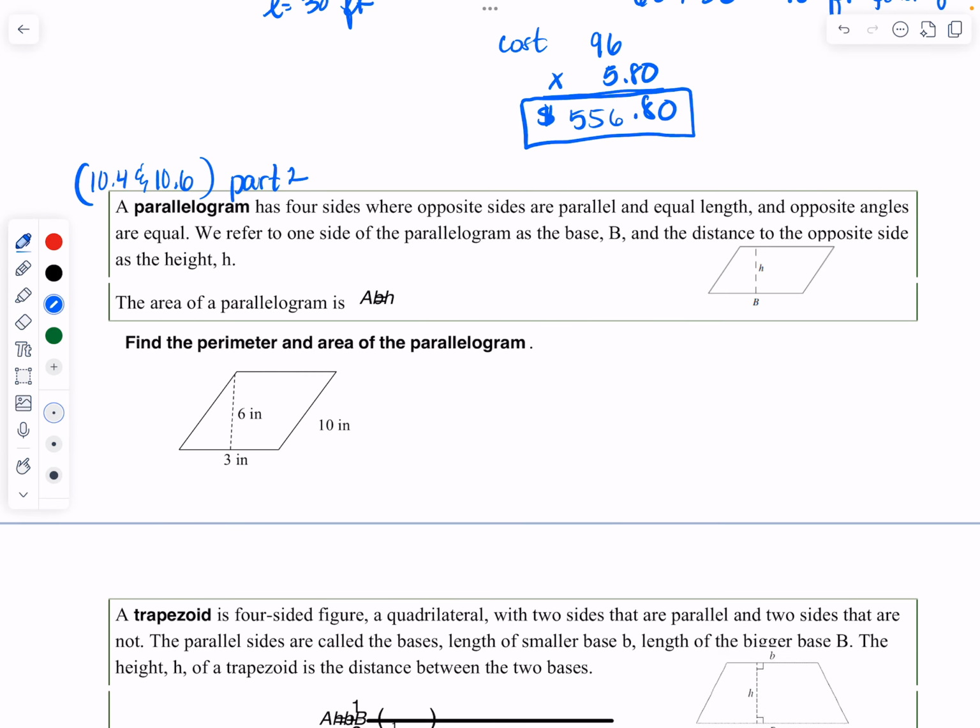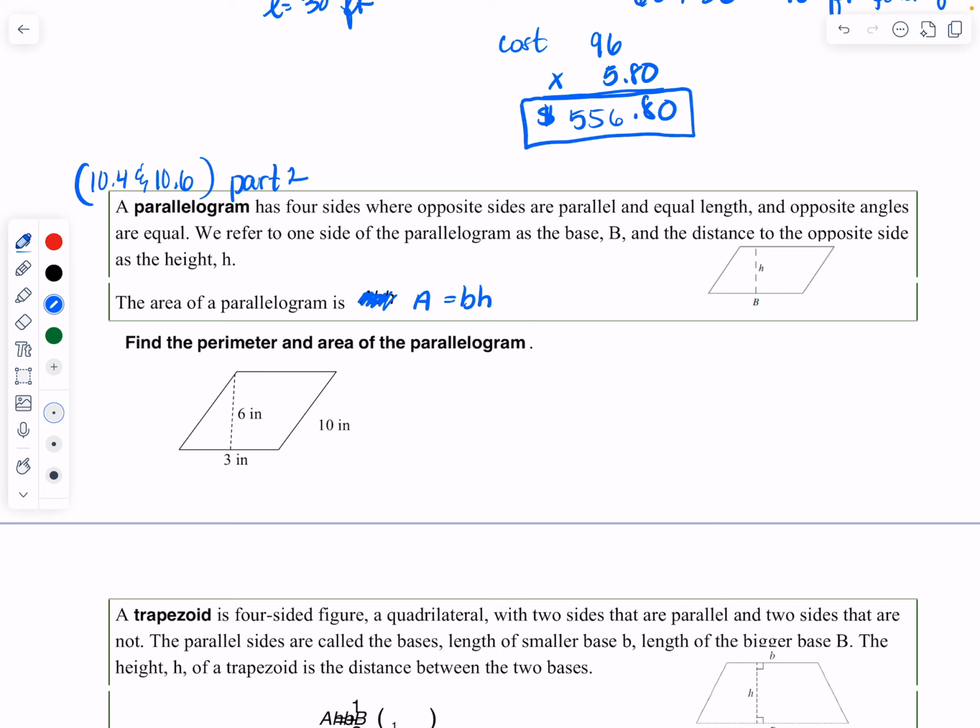This is 10.4 and 10.6 part 2. This is going to cover first the parallelogram. Again, when I imported this, it looks kind of weird. So if yours did this too, just write area equals B times H, and we'll talk about what those mean in a minute.